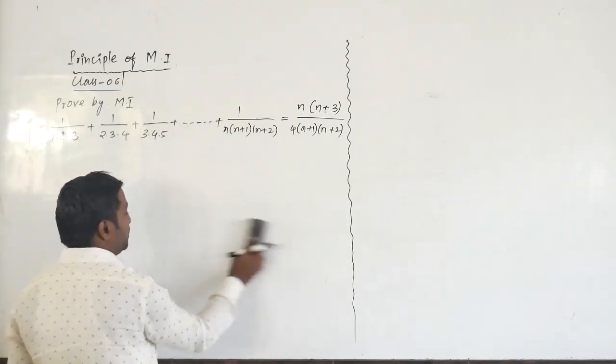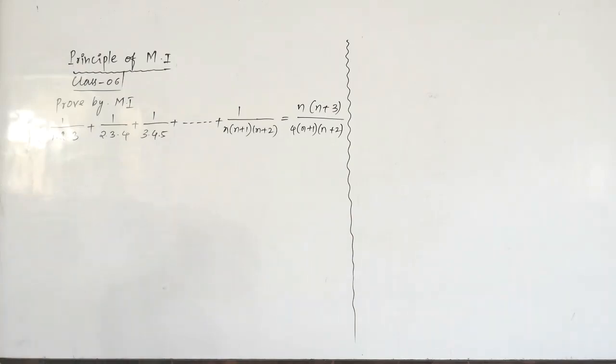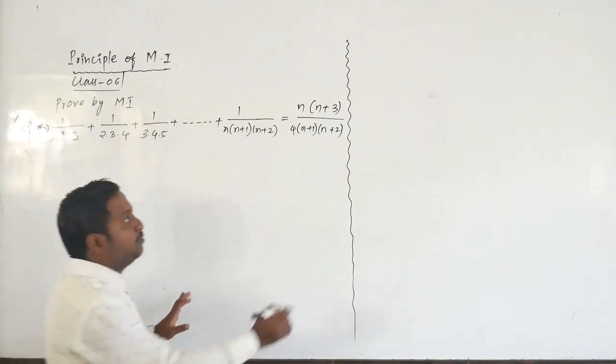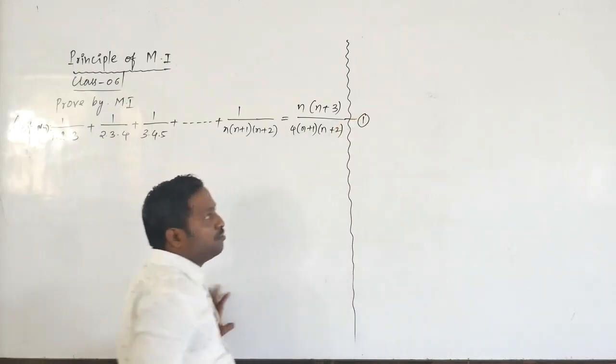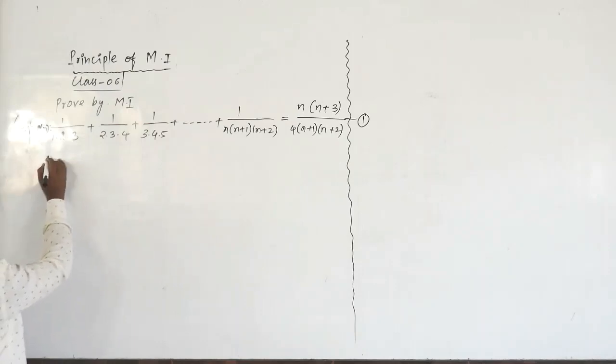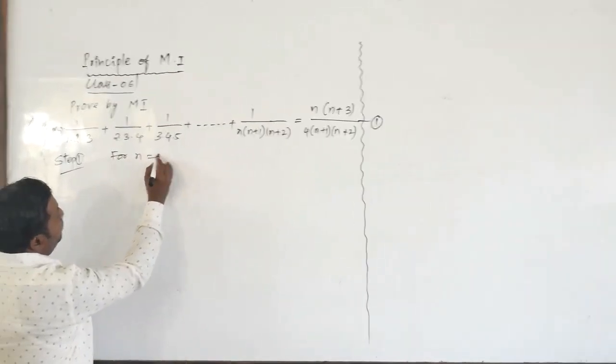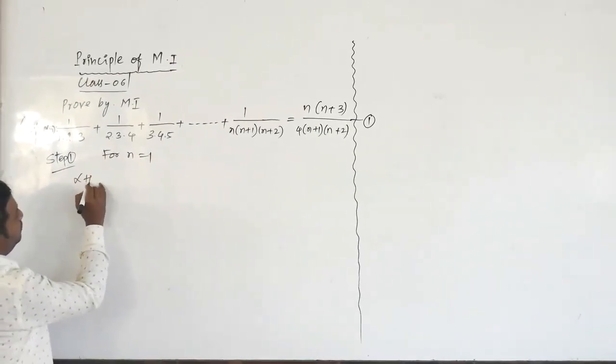Okay, as per the usual procedure we will start. Begin with the first step, step 1. Just look at this. First let us write P of n, equation number 1. Step 1: for n is equal to 1.